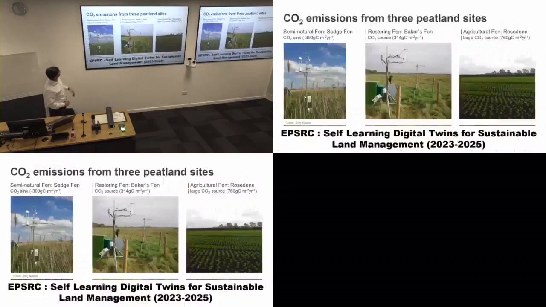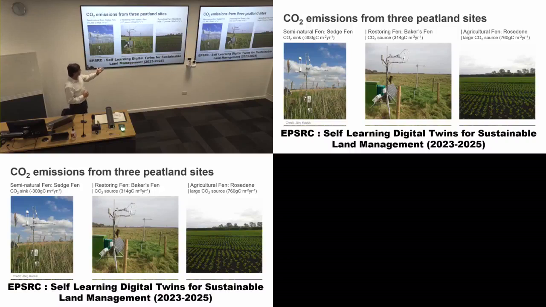So for example, here are three particular slides. Here, this is a fen in East Anglia, mostly in peatlands. So this is, to some extent, a net sink. Although this looks like a similar location, this is a net source of carbon. It looks green, but actually it is producing a considerable amount of carbon dioxide, carbon emissions.